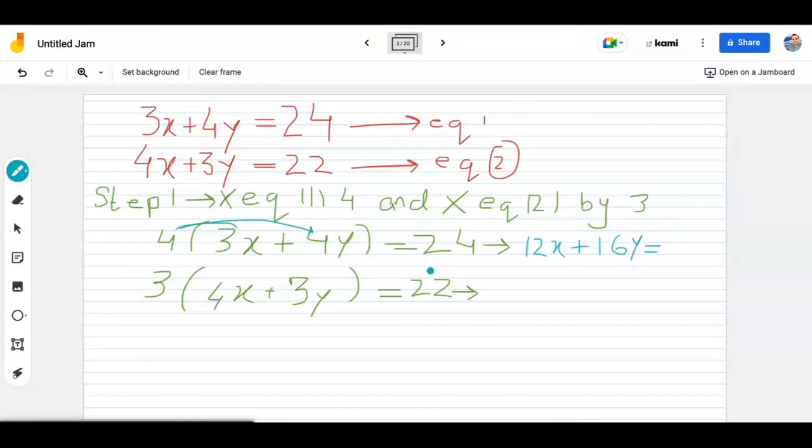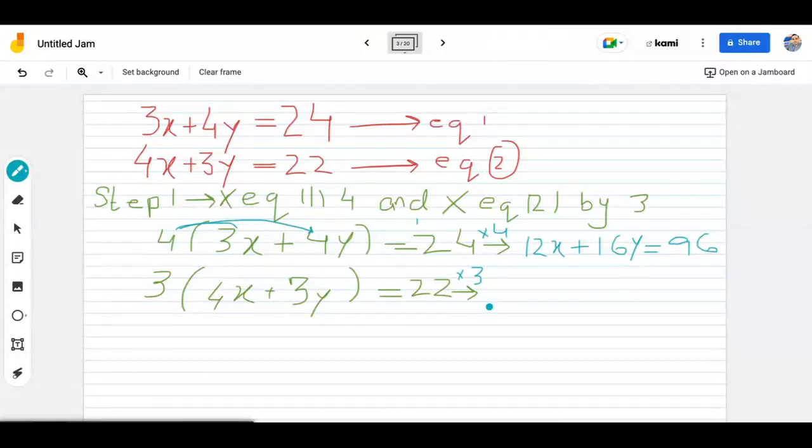Equal to. Now we multiplied this by 4, so we multiply the right hand side by 4 as well. If we multiply by 3, we multiply the right hand side by 3 also. The rules of math say that whatever operation we do on the left hand side of the equation, we do the same operation on the right hand side. So 24 times 4: 4 times 4 is 16, write 6 and carry 1. 4 times 2 is 8, plus 1 is 9. So 96 is on the right hand side.